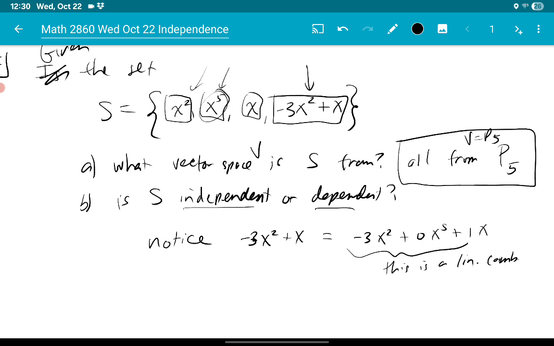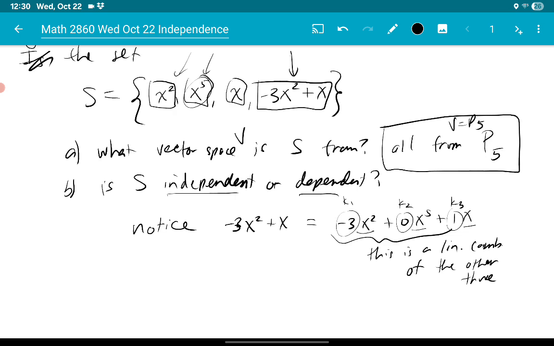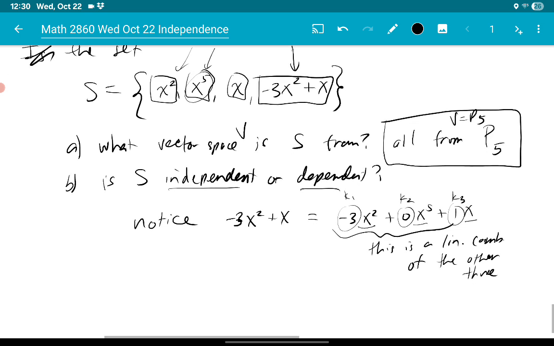This is a linear combination of the other 3, right? Where k1 is negative 3, k2 is 0, and k3 is 1. And the objects themselves are x squared, x to the fifth, and x. I didn't even need the x to the fifth. I was able to produce this last entry as a linear combination of just 2 of the others.